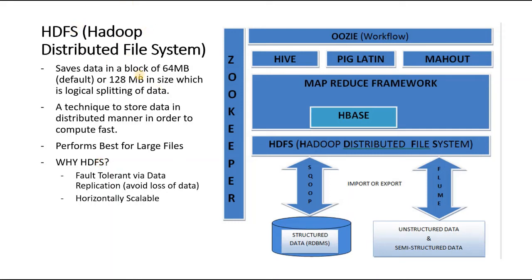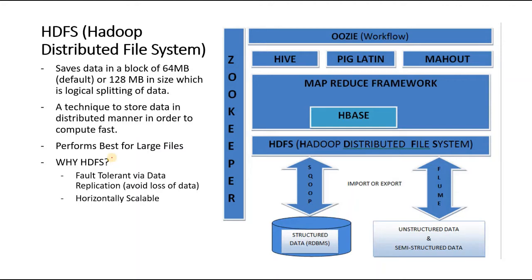And then we will be having the Hadoop Distributed File System, where all of the data will be stored in HDFS in terms of files, and the data will be saved in blocks of 64 megabytes by default, or we can also change it to 128 megabytes in size, which is logical splitting of data. It is a technique to store data in a distributed manner in order to compute fast.